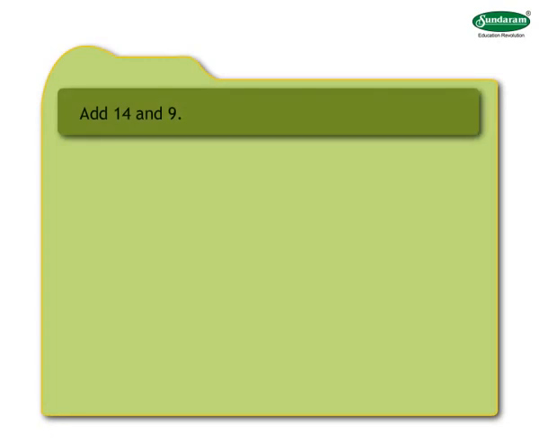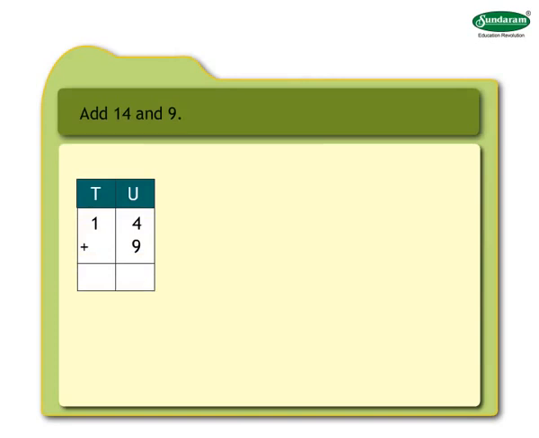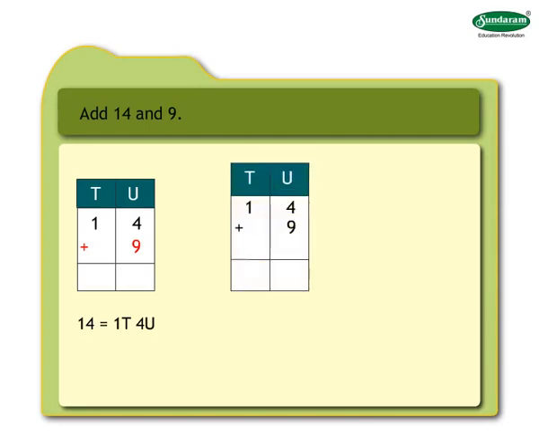We will now learn how to add by carrying over. Let us add 14 and 9. Solution: place the numbers vertically. 14 means 1/10 and 4 units. 9 units is placed below 4 units. Now, 4 units plus 9 units is equal to 13 units. We can write 13 units.